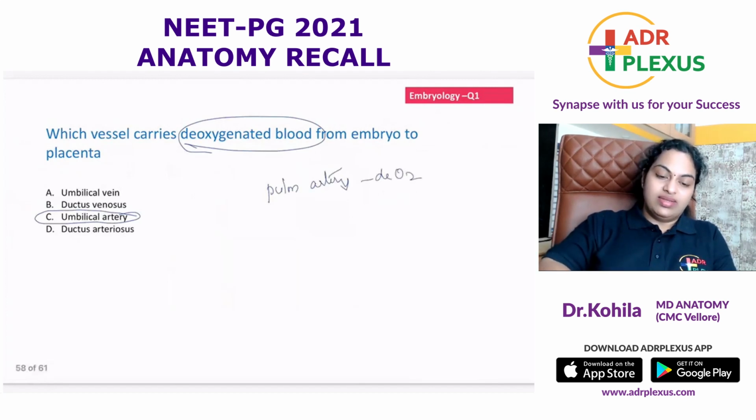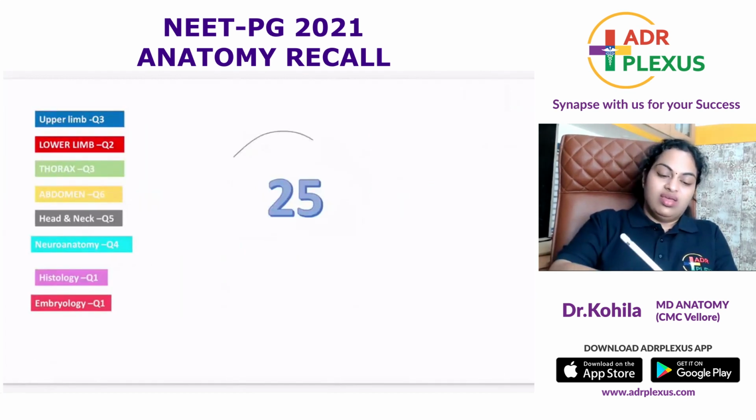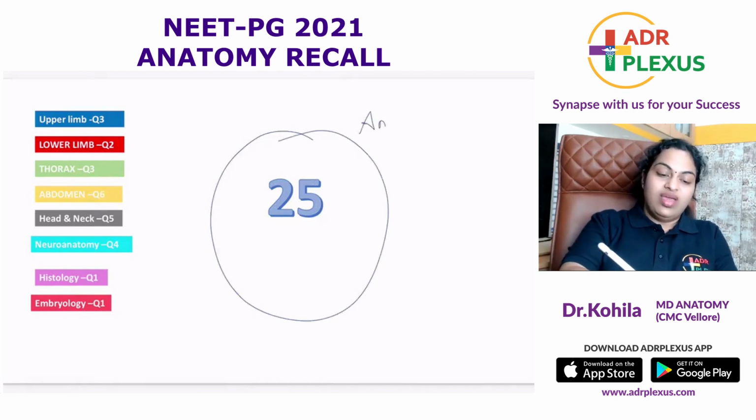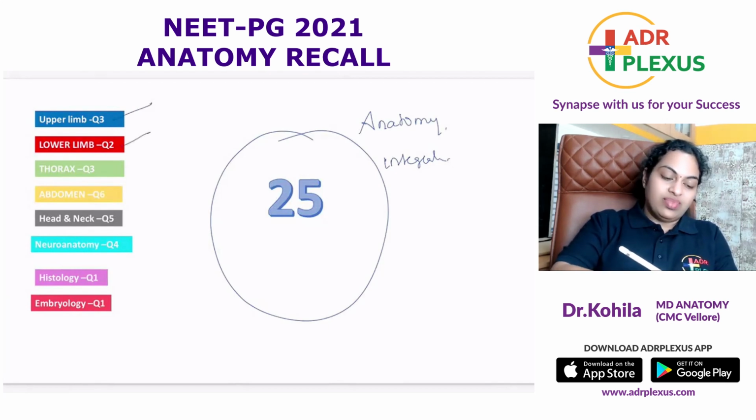Okay, guys, to summarize, trust me, there were around 25 questions related to anatomy, integrated with anatomy. 3 from upper limb, okay, 2 questions from lower limb. Yeah, we discussed the pen test here. Yeah, here also we discussed the innervation of the dorsum of foot. We did discuss in our rapid revision.